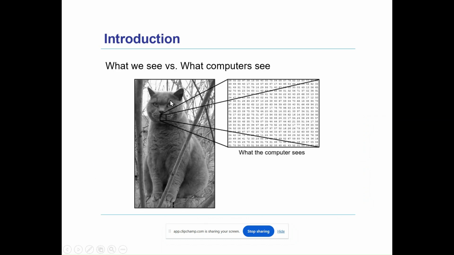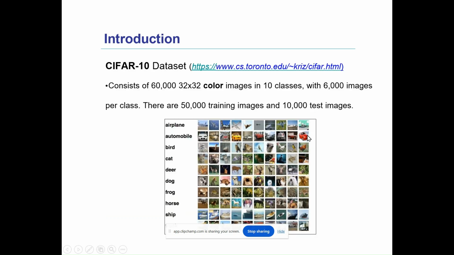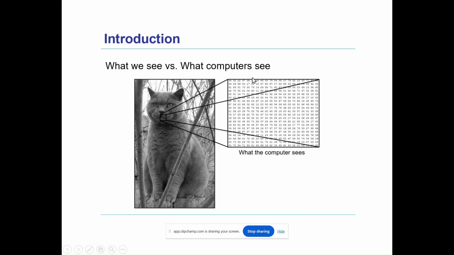So this is what we see as human beings. This is a cat image, and if I take a small part of that cat image and import it into the computer, it is represented as pixels. So these are the pixel values of that small part of the cat image. This is what computers see.